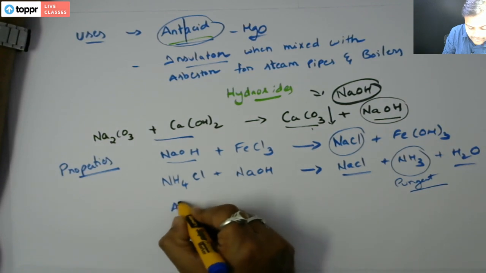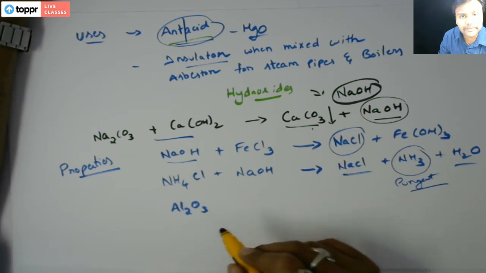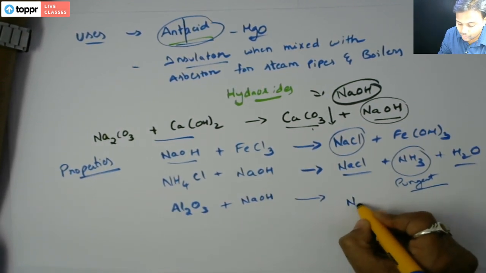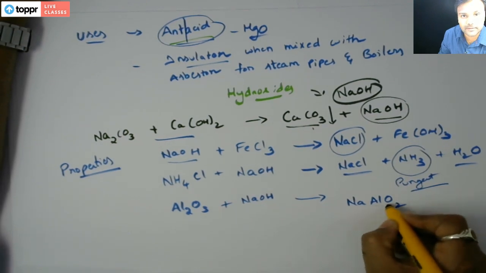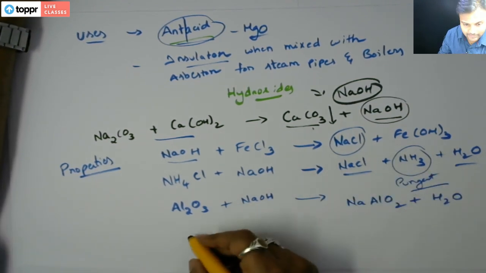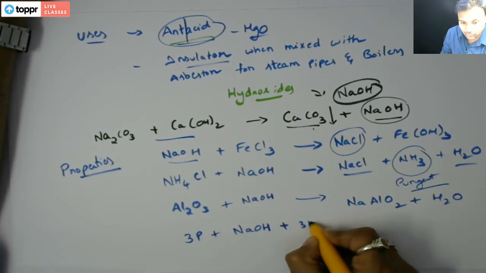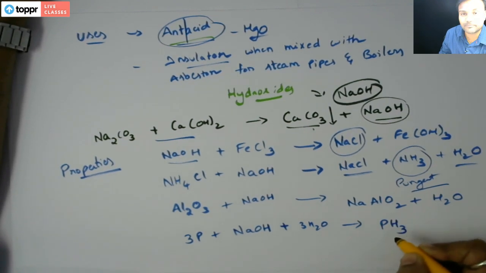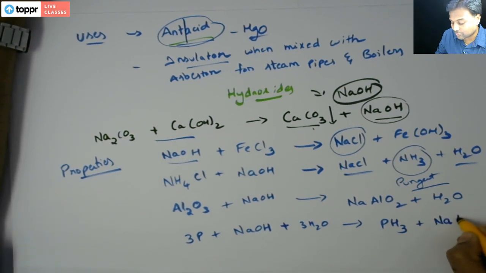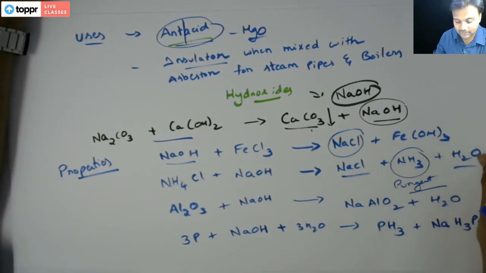Now Al2O3, aluminum oxide or alumina, when treated with sodium hydroxide, forms sodium aluminate with the elimination of water. So these are some of the properties. Or you can see phosphorus. Phosphorus when treated with sodium hydroxide and water forms phosphine, which is one of the preparations we can see in phosphine formation, as well as sodium hydrogen phosphate, right? So these are some of the properties.